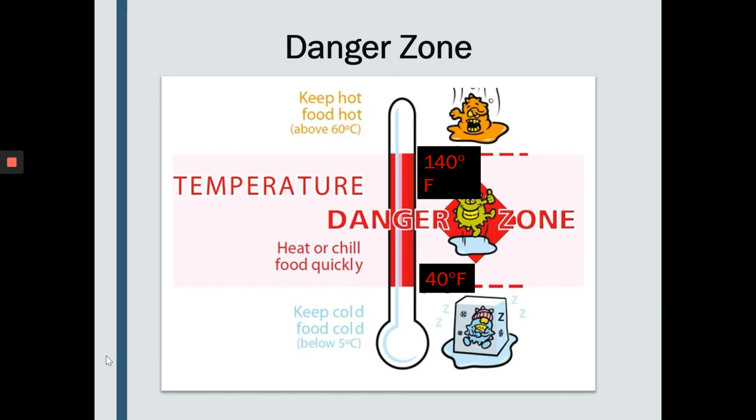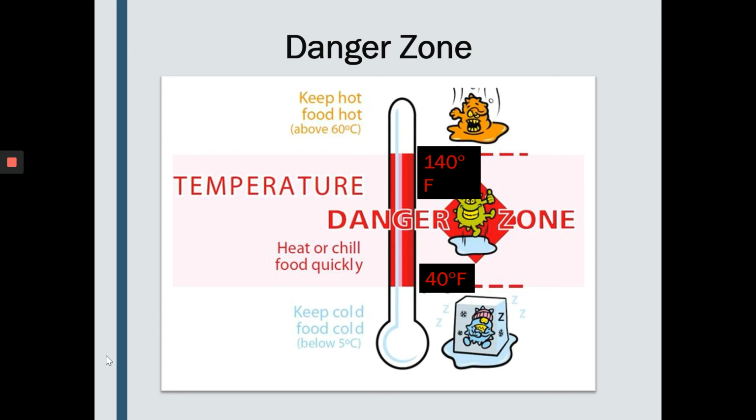Let's begin our discussion with the danger zone. The danger zone is a concept that describes the temperature range at which bacteria can thrive and multiply. The danger zone ranges from 40 degrees Fahrenheit to 140 degrees Fahrenheit. From a food safety perspective, we want to avoid letting our food stay in the danger zone for too long to prevent the rapid growth of potential harmful bacteria.